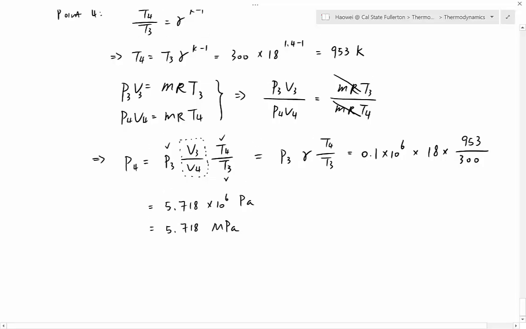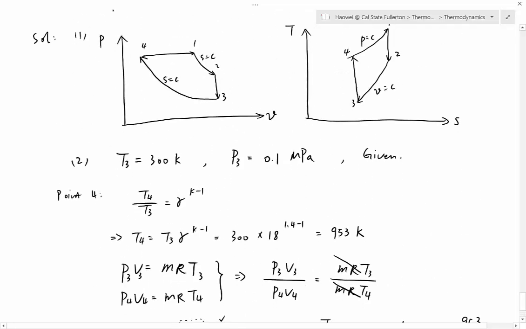So now we're done with point number 4. We're done with number 3 and number 4. Next one, which point should we move to? Probably number 1. Why? Because 4 to 1 is a constant pressure process, so P1 must be equal to P4.